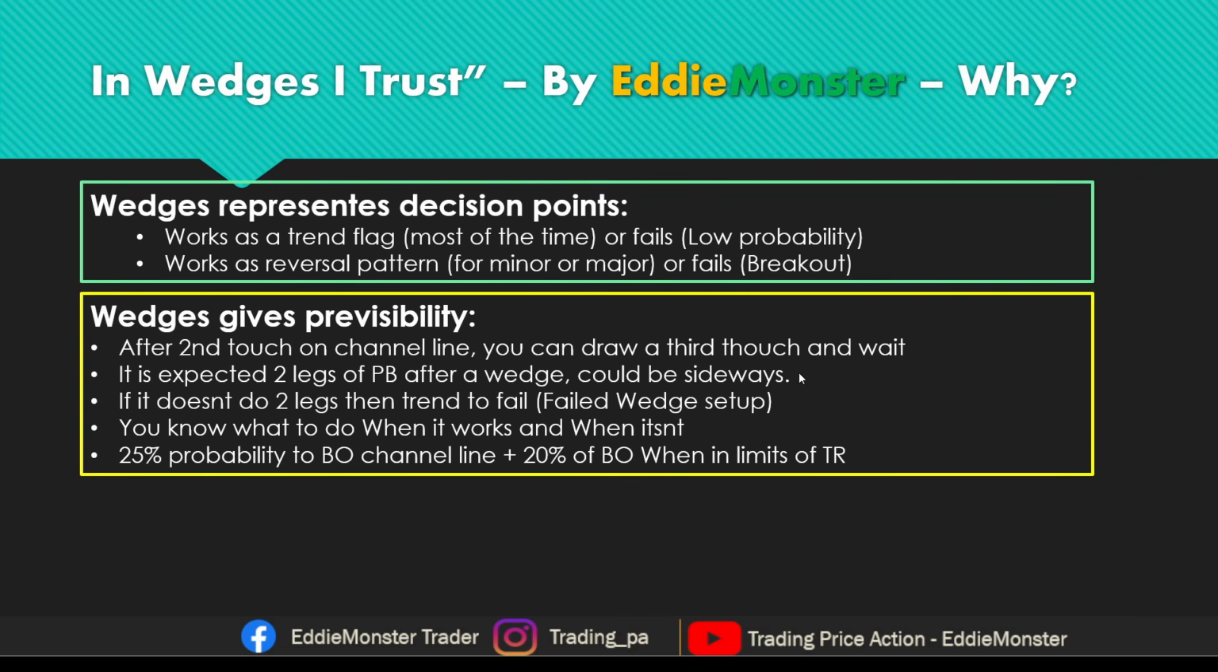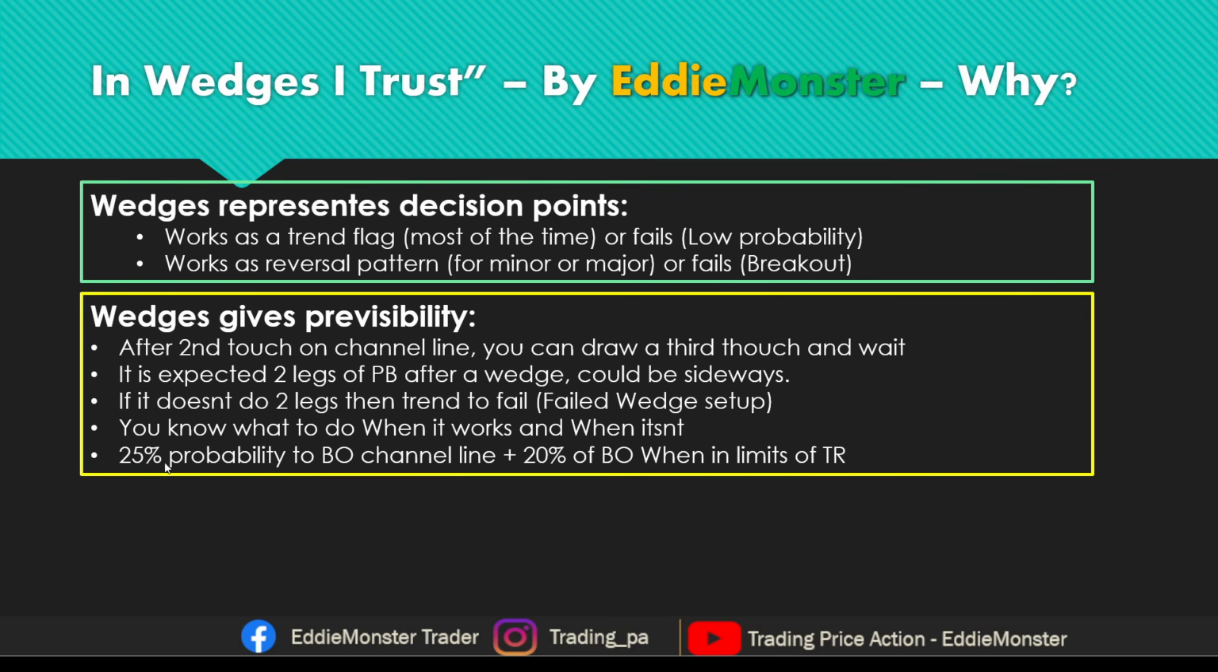Could be sideways, of course, but you have to pay attention to that. If it doesn't do 2 legs, then the trend may resume, and that will become a failed wedge setup. You know what to do when it works and when it doesn't. So that gives you predictability, so you will be ready for whatever scenario develops.